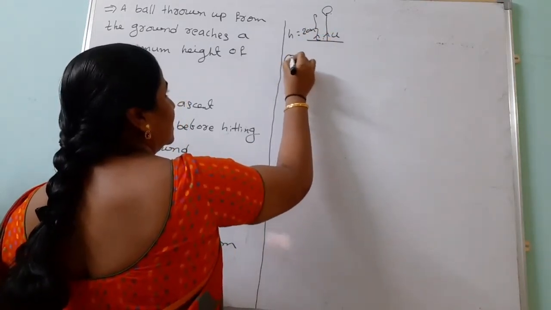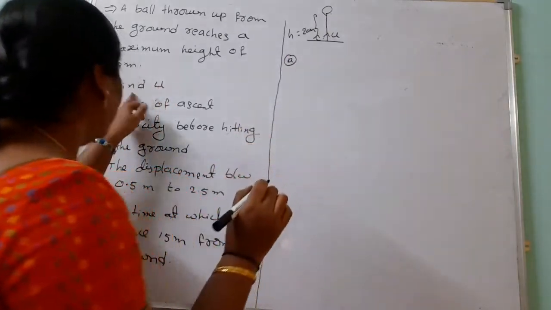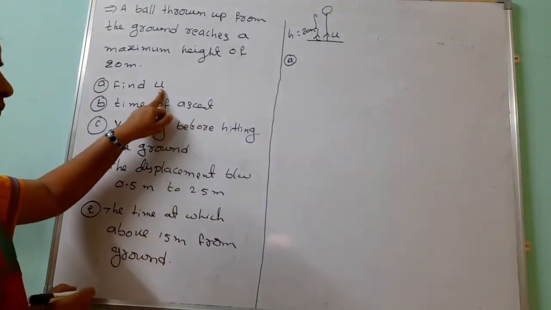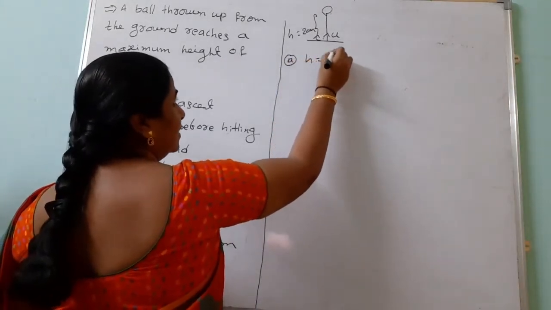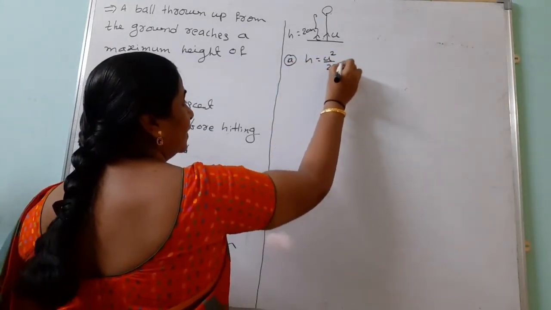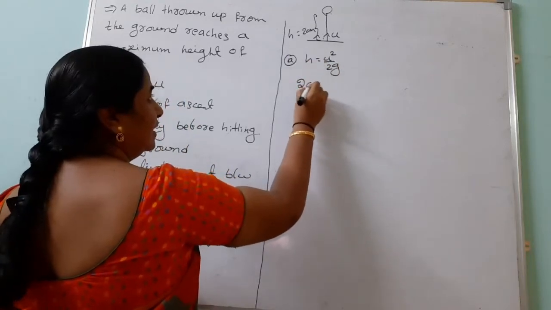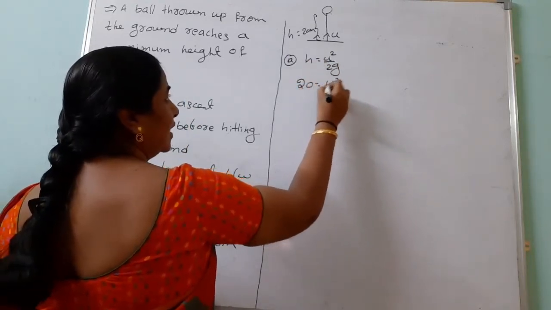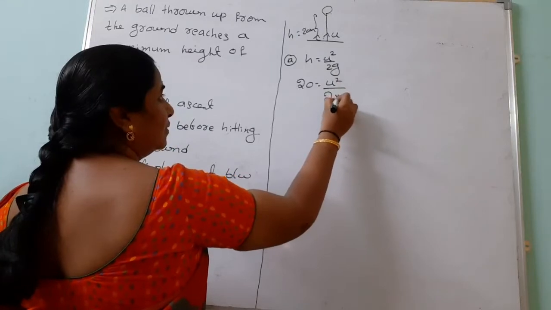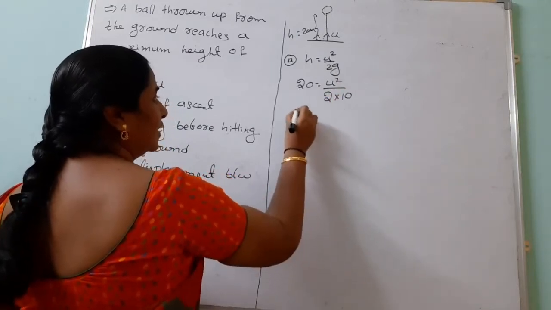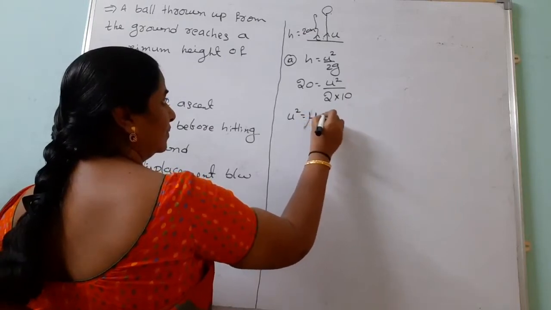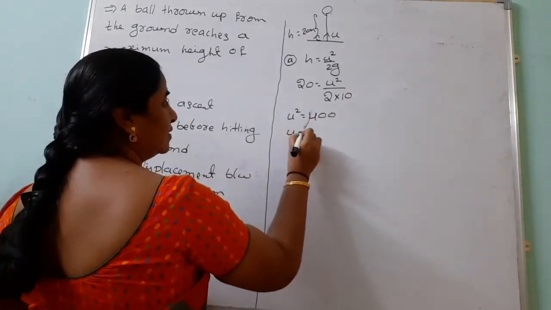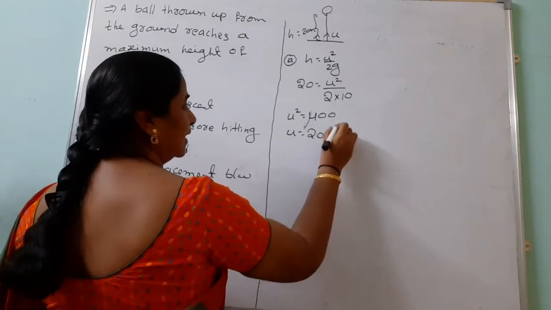First question is find u. What is the maximum height? H equals u square by 2g. Here H equals 20, and u square by g value 2 into 10. After simplification, u square equals 400. Then u equals 20 meters per second.